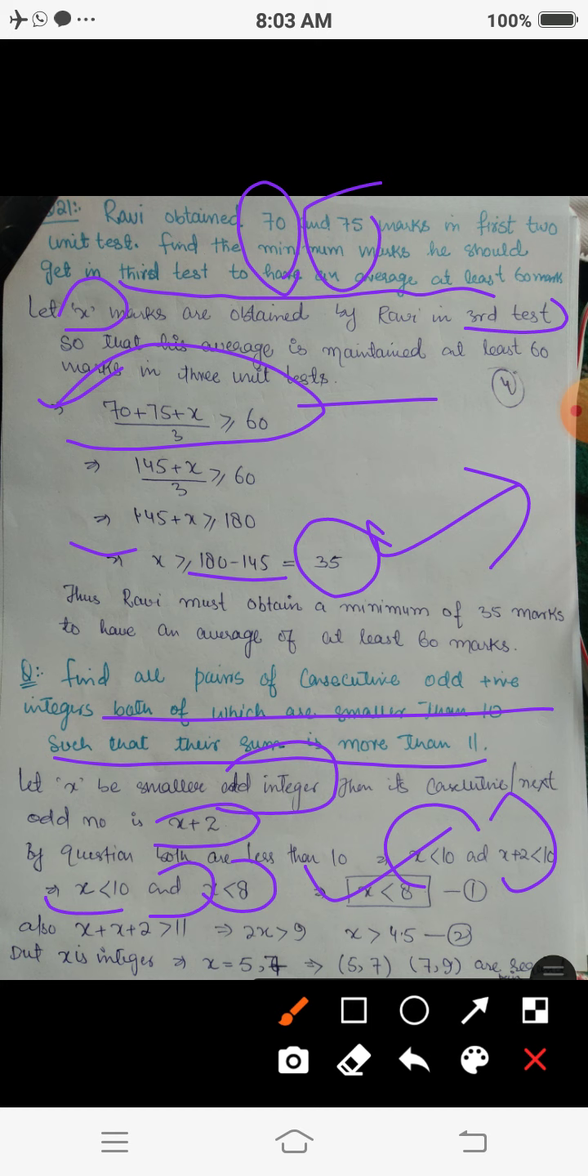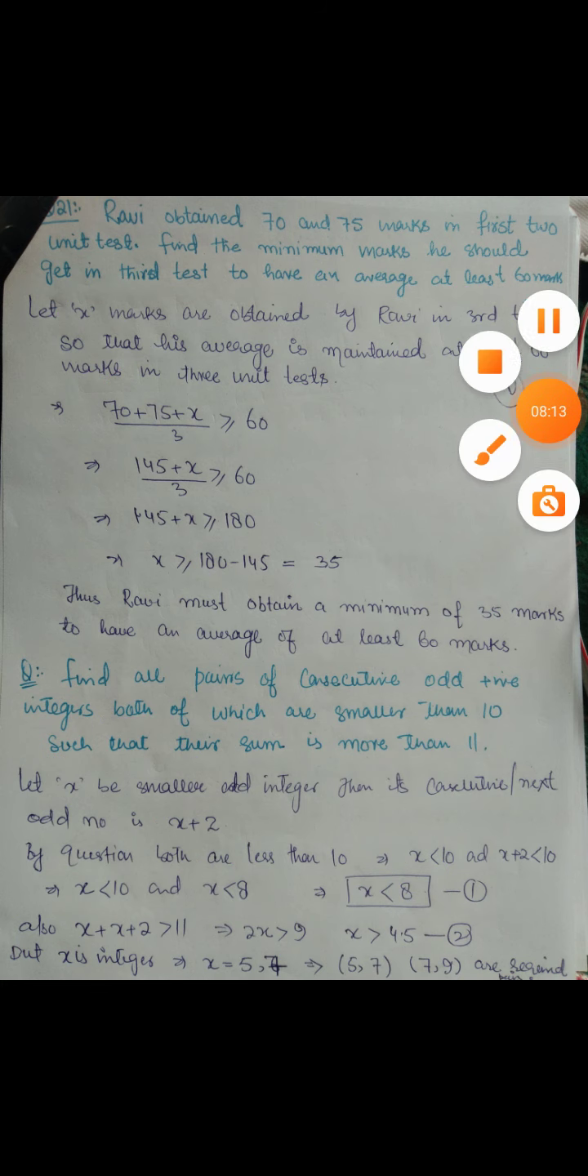Also, their sum, x plus x plus 2, is greater than 11, which means 2x plus 2 is greater than 11, or x is greater than 4.5. But 4.5 is not an integer. So we have to consider those integers which are greater than 4.5. This means we consider 5, 6, 7, 8, 9. But here x is odd, so the only numbers are x equals 5 and 7, because the upper limit for such integers is less than 8.